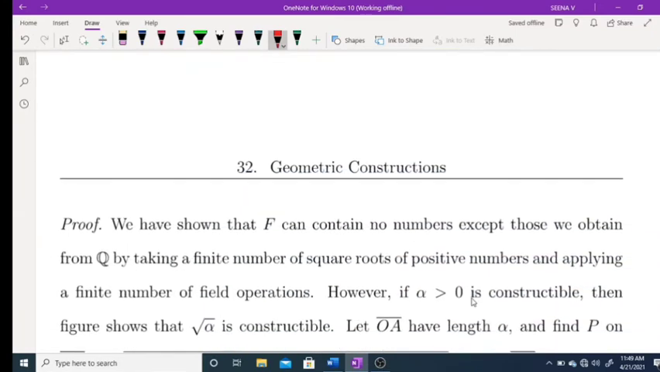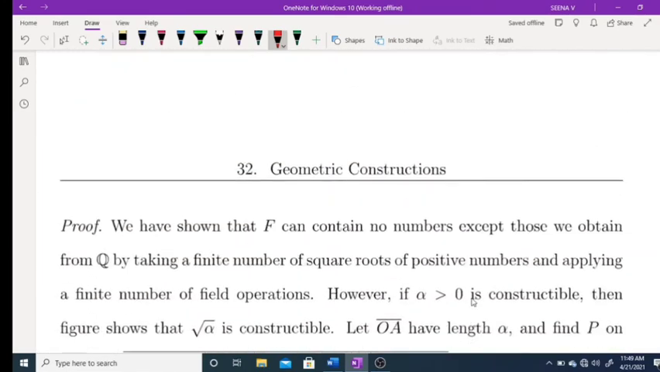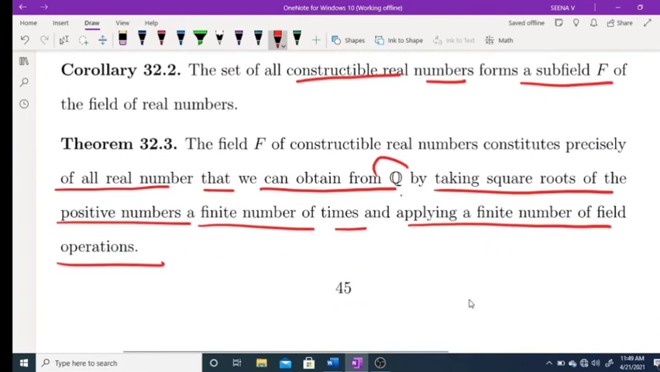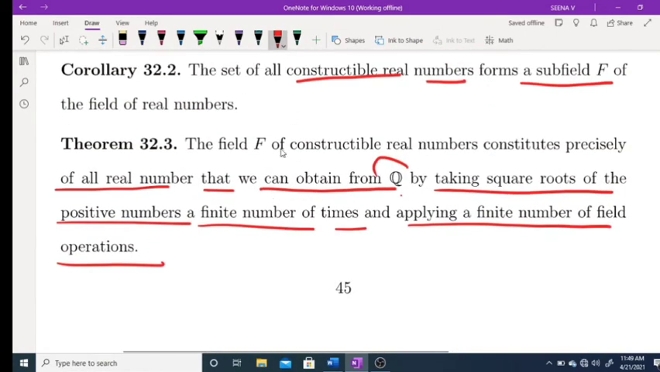Okay, that is what we have to prove. This is what we have to prove. We have to consider a constructible number, and we have to prove that this constructible number is obtained by taking the square root of a positive number a finite number of times, and applying a finite number of field operations.